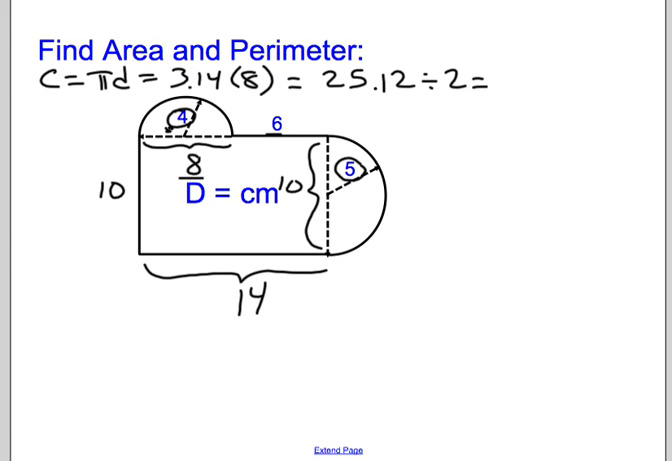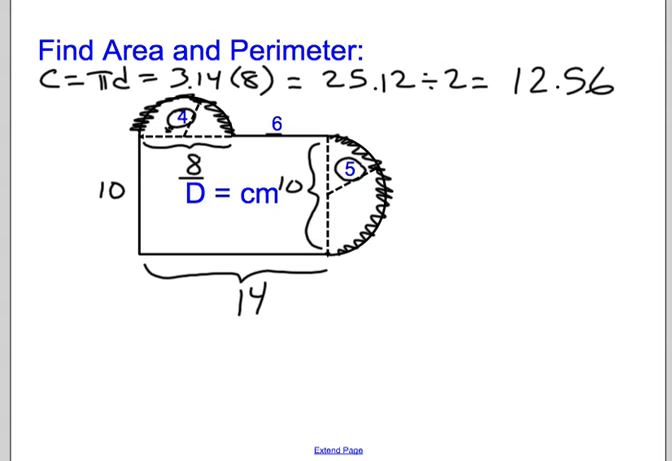25 and 12/100ths divided by 2 is 12.56. I should know that without having to use a calculator. 12.56. So that is this. Now I need to do the same thing to find this one.